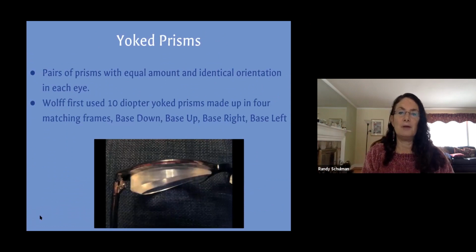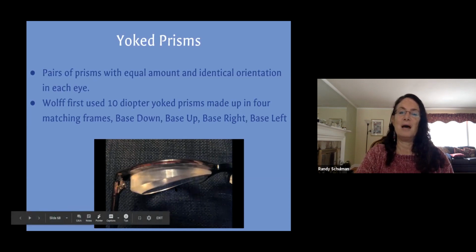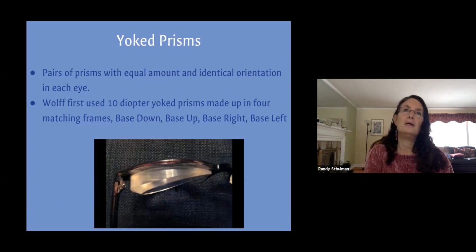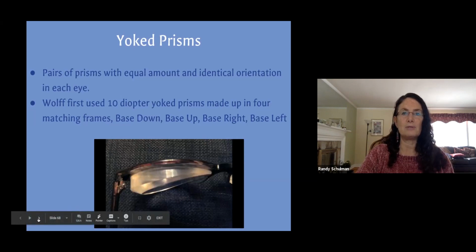Yoked prisms. Hopefully you've all heard about yoked prisms. Bruce Wolfe was the first to use 10 diopter yoked prisms. He made them up in 4 matching frames. In fact, I think that's probably the frame that he used. Base down, base up, base right, and base left. I have all of these made up in a couple of my locations, maybe not all of them, because I also just get the rotating yoked prisms from Bernell. So we like to use those a lot.